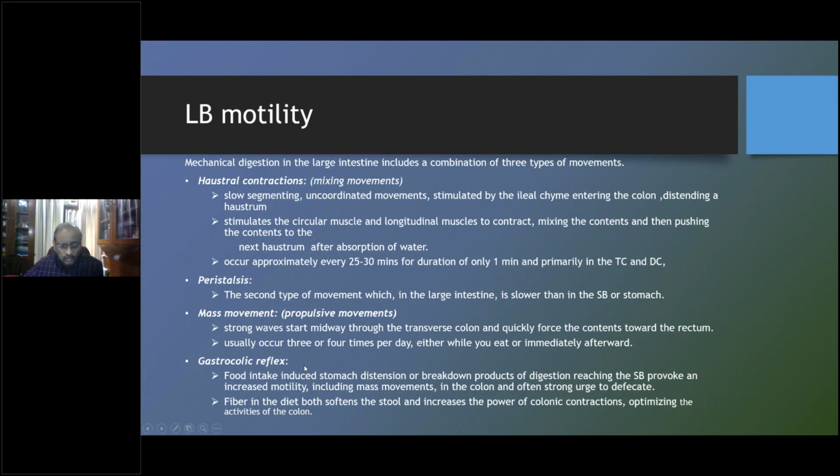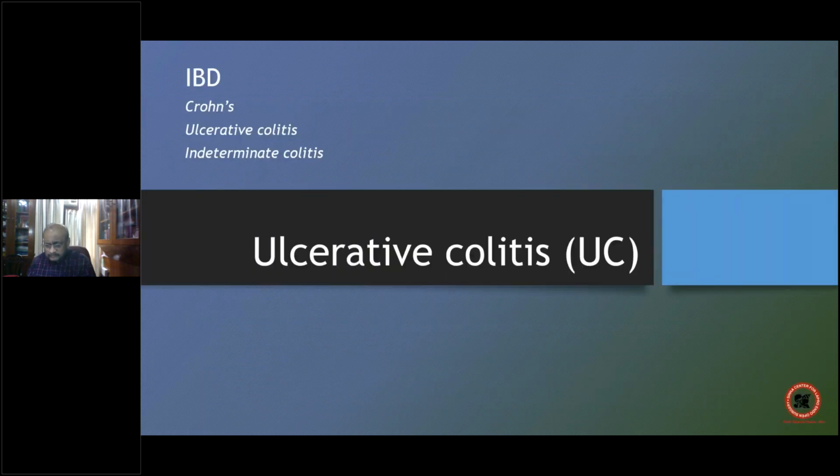And this is a food intake inside the stomach, leads to stomach distension, breakdown of products of digestion, and they reach the small bowel to provoke an increased motility, including mass movement of the colon. And number two, the fiber in the diet both softens the stool and increases the power of this colonic contraction. So now we know that the colon has got four kinds of motility.